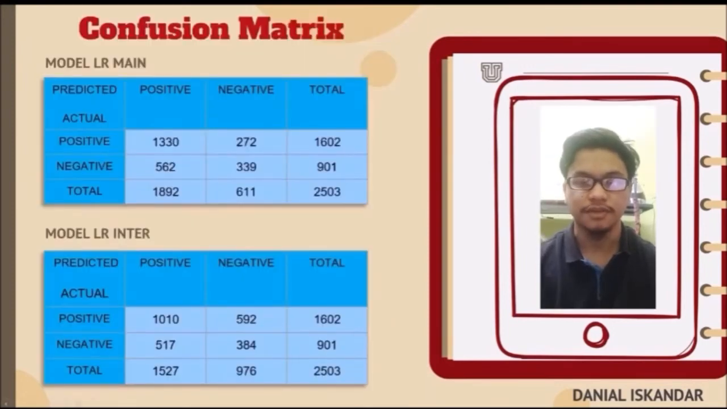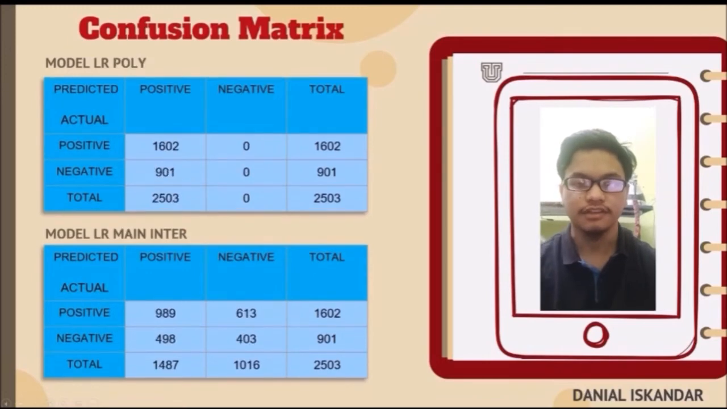And now for the confusion matrix. To calculate the confusion matrix, we take 4 values, which are true positive, false positive, true negative, and false negative, and insert them into a table to make a confusion matrix. The first two models are LR main and LR inter. The next models are LR poly and LR main inter.